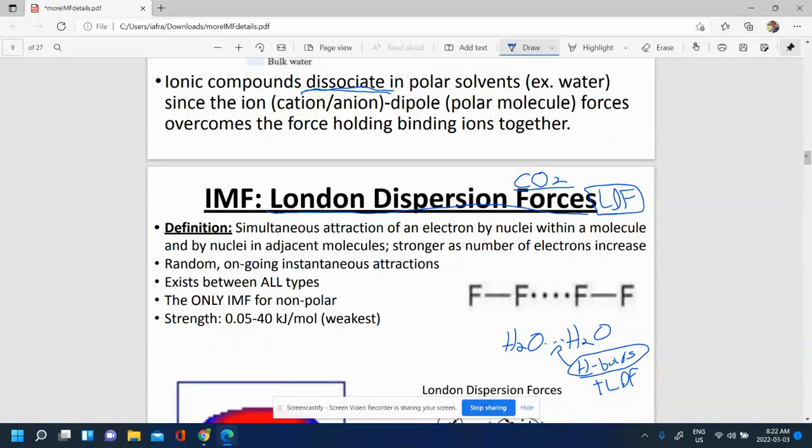So LDF is everywhere, but it's the only force for nonpolar substances. Nonpolar substances don't really have those permanent partial charges. So they can't form dipole-dipole, and they can't form hydrogen bond. The only thing they can form are the weak LDF. They are the weakest of the forces. You'll notice the highest they go to is about 40 kilojoules per mole. They are the weakest one.